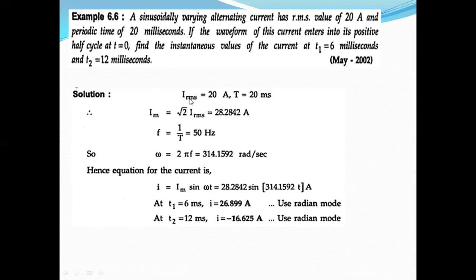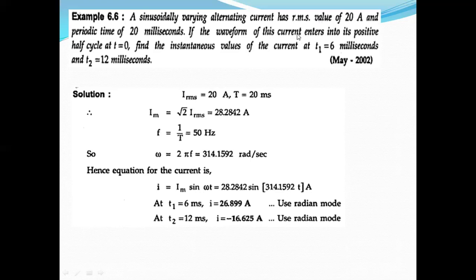For that, the RMS value is given as 20 ampere and the time period T is given as 20 millisecond. Now we know Im is equal to root 2 times Irms. The RMS value is given, it is 20 ampere. So my Im is 28.2842.